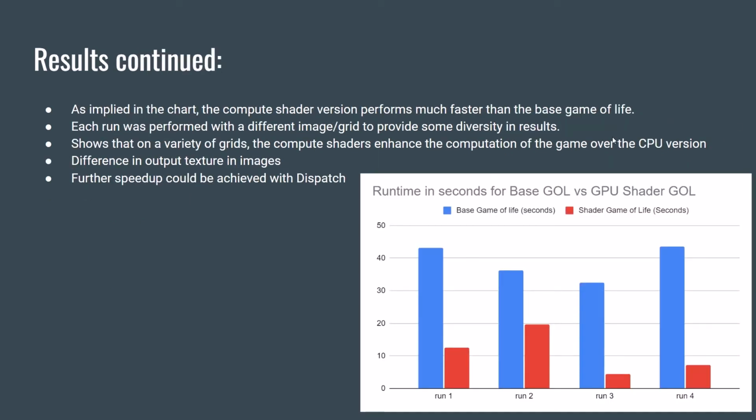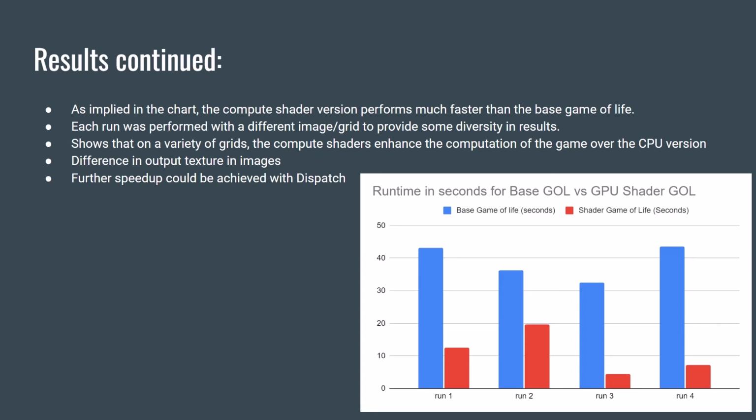Okay, as you can see here on the right, we have the results in time. The red bar represents the compute shader version as opposed to the blue, which represents the naive implementation. And clearly we can see that the compute shader version performed much faster than the base game. Additionally, each run was performed with a different image and a different grid in the naive version to provide a little bit of diversity. We also chose images that had both a large and small amount of initial pixels.